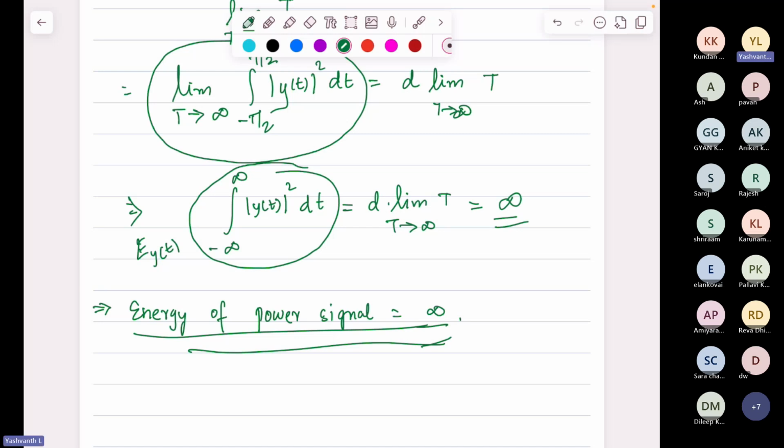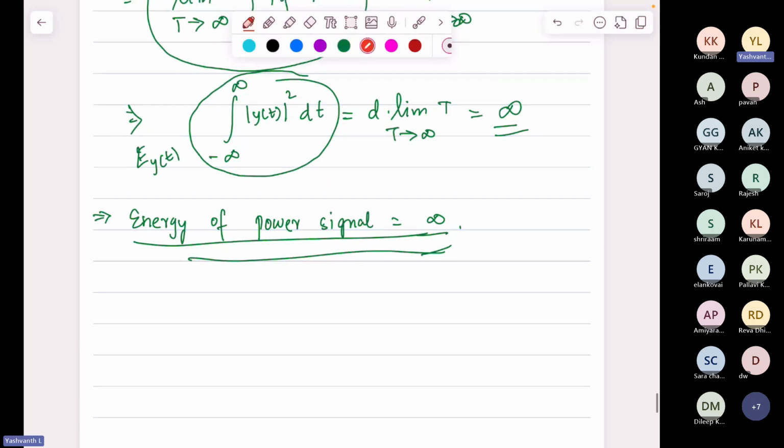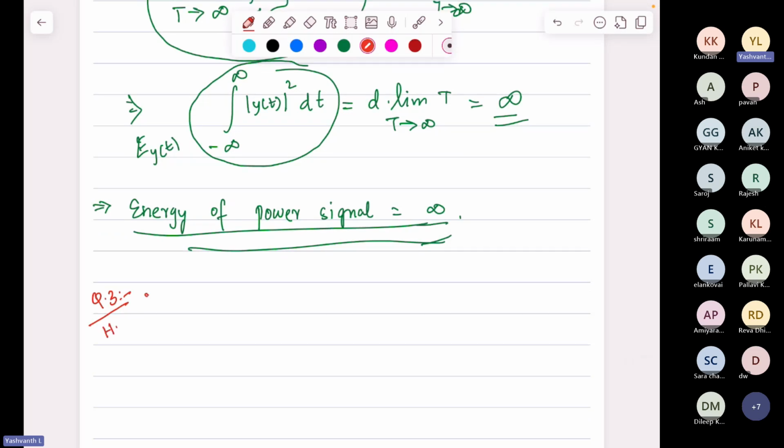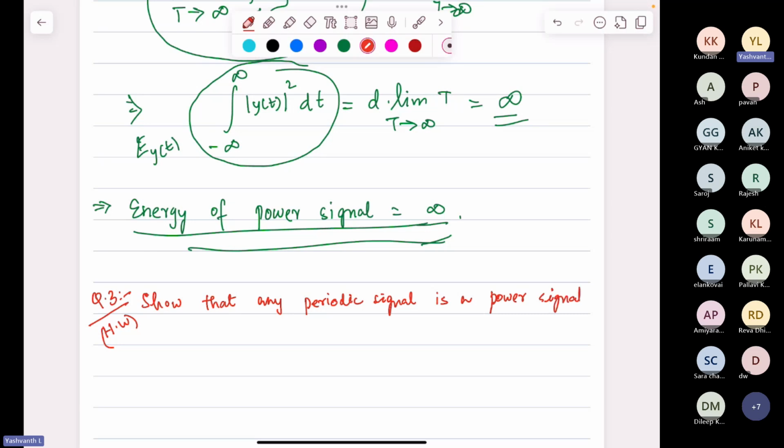Okay, in fact, you can take this as homework. Your question 3. Using the trick that I told you, you can show the homework question: show that any periodic signal is a power signal. Means what? You can show it in either of two ways. Show that the power is a finite number, or show that the energy is infinity. Whichever way you like, you can show.